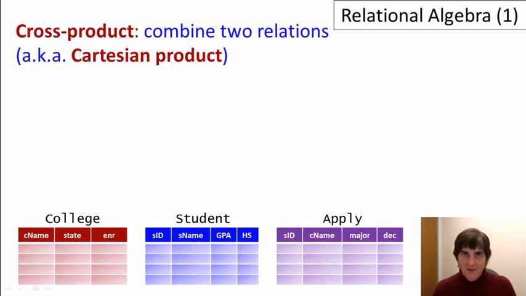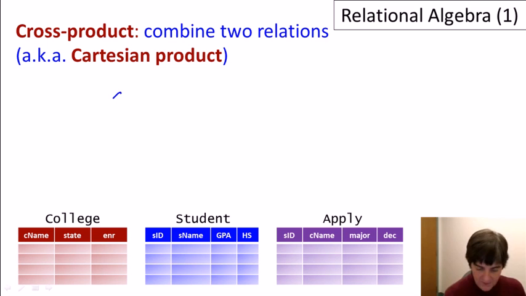Our first operator that combines two relations is the cross product operator, also known as the Cartesian product. What this operator does is it takes two relations and kind of glues them together so that the schema of the result is the union of the schemas of the two relations, and the contents of the result are every combination of tuples from those relations. This is, in fact, the normal set cross product that you might have learned way back in elementary school.